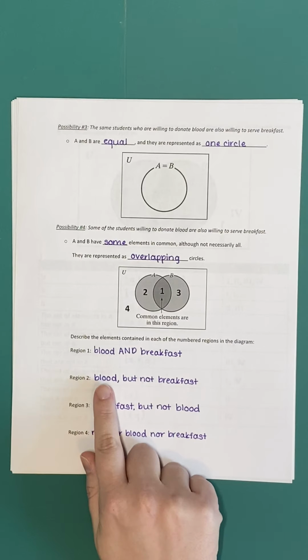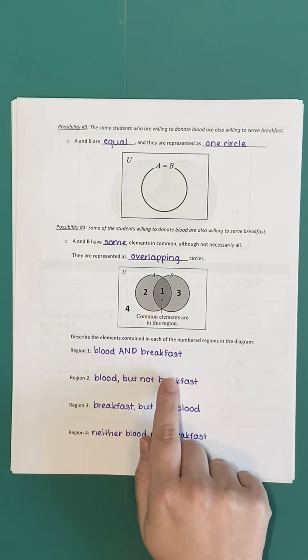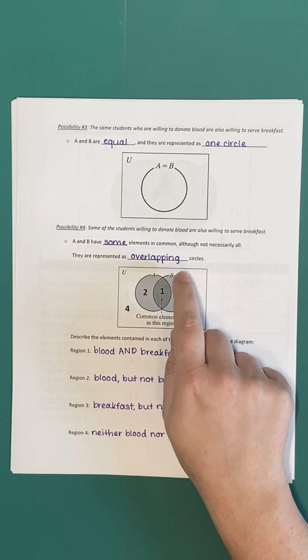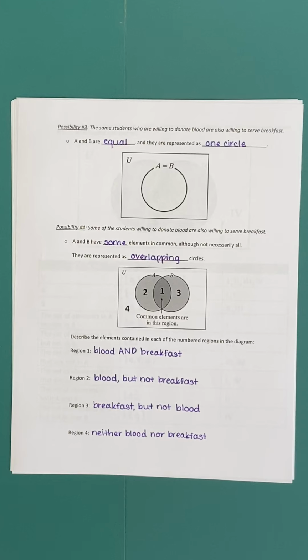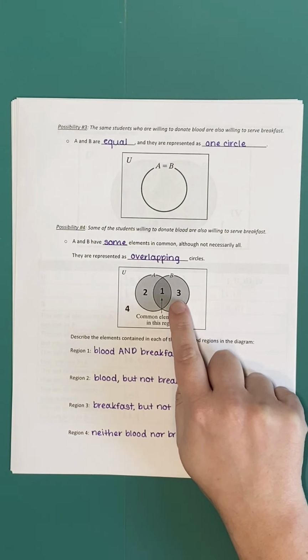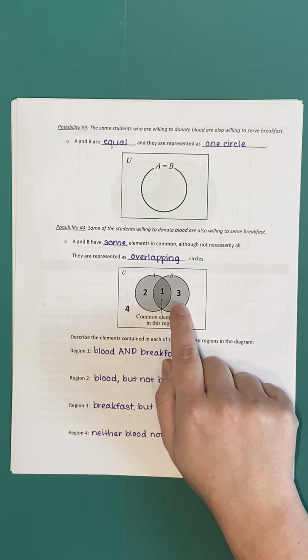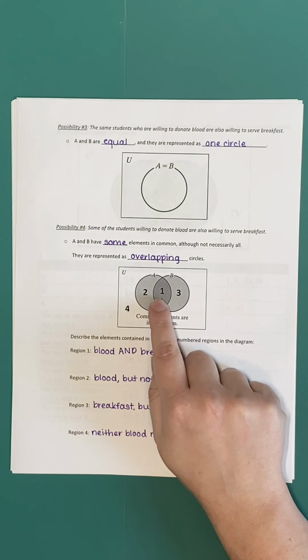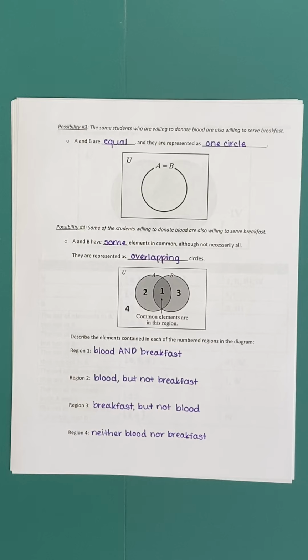That means they're willing to serve blood. They fall into the category for A, but they're not willing to do breakfast, because they're outside of that region that contains the circle for B. They're only willing to do the one activity. Now, same kind of thing for 3. 3 is within the circle for B, so we know these people are willing to serve breakfast. They fall under that category, but they don't fall within the overlapping region, which means they're not willing to donate blood. They'll only do one or the other.